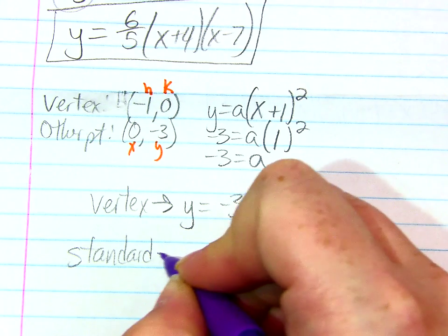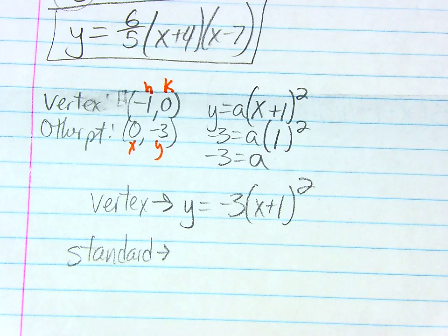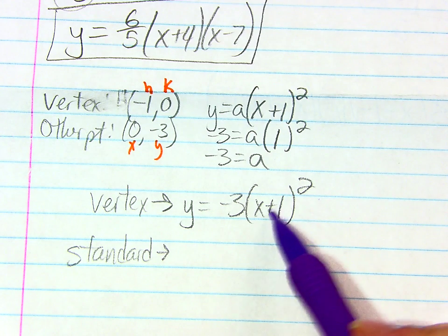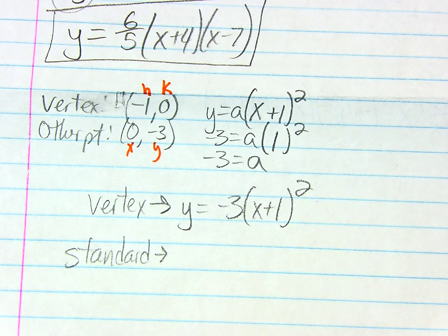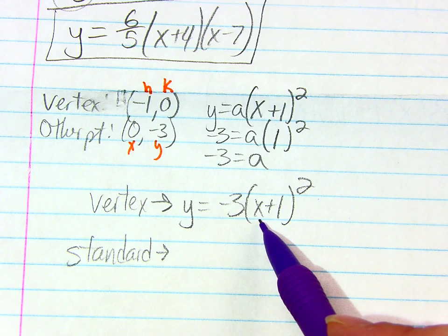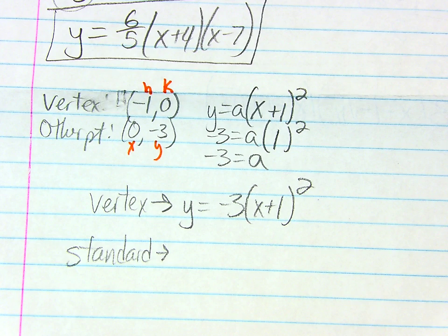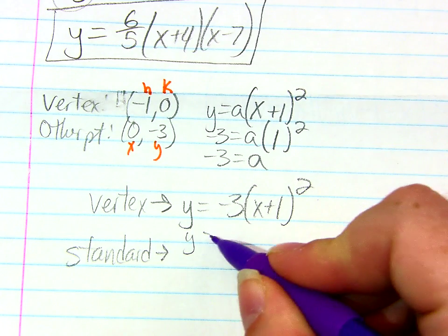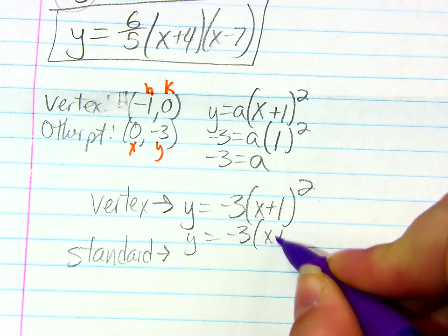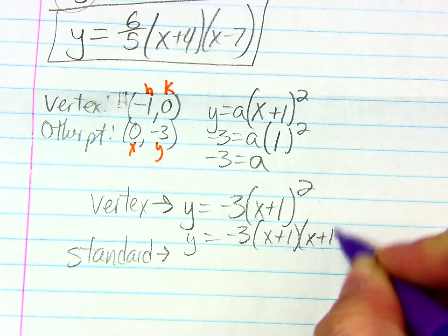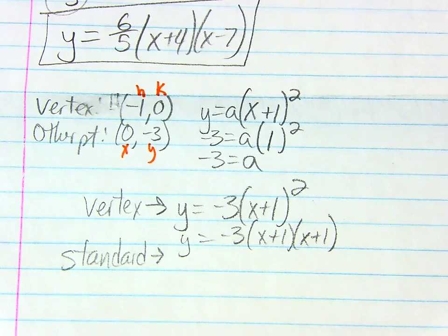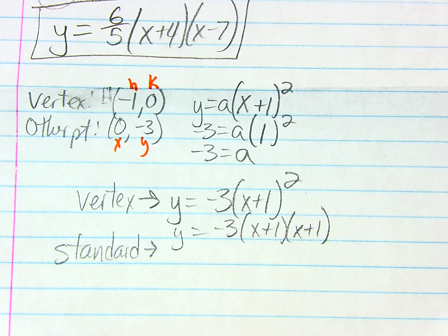So if you're forced to give it in standard form, remember, you cannot distribute that negative 3 first because this is being squared, right? So please don't do negative 3x minus 3 and then square that. That will get you a wrong answer. But if you want to write it as this, that's fine with me, and then just multiply it out, because that's really what x plus 1 squared means.